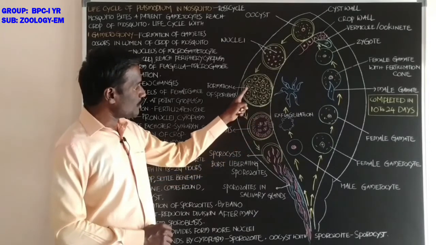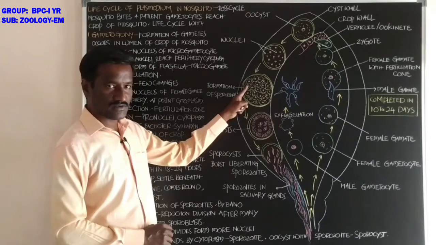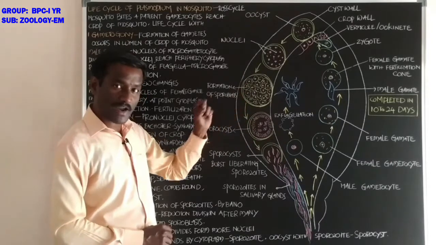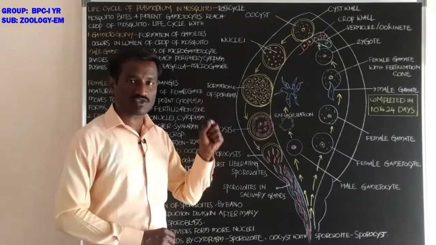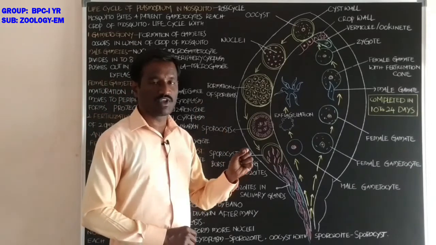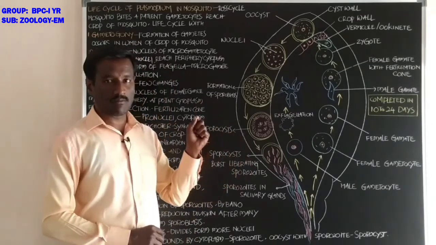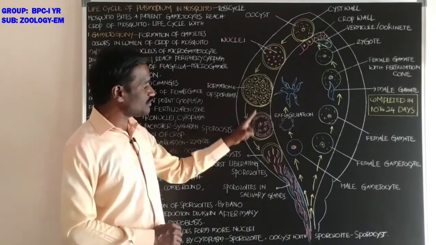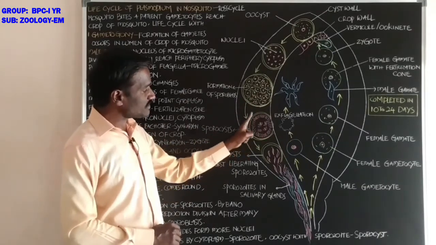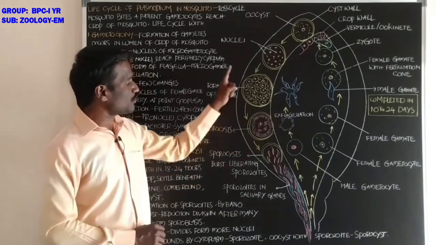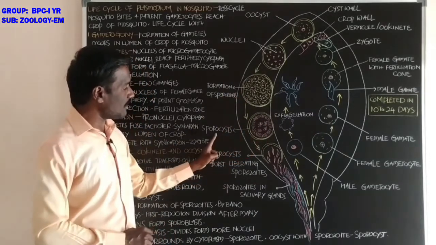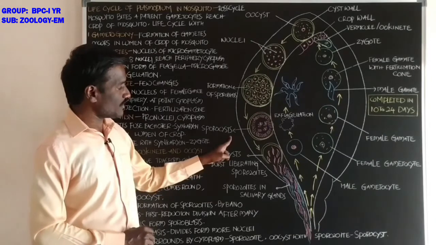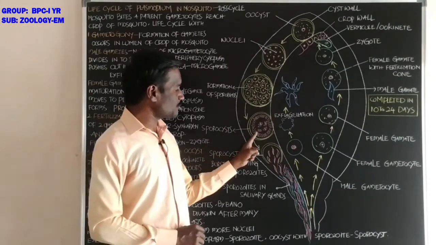Students, the sporoblast is with a nucleus. The nucleus goes through many mitotic divisions and forms a larger number of nuclei. Each nucleus combines with a small bit of cytoplasm and forms many sporozoites. Now the oocyst with the sporozoites is called a sporocyst.